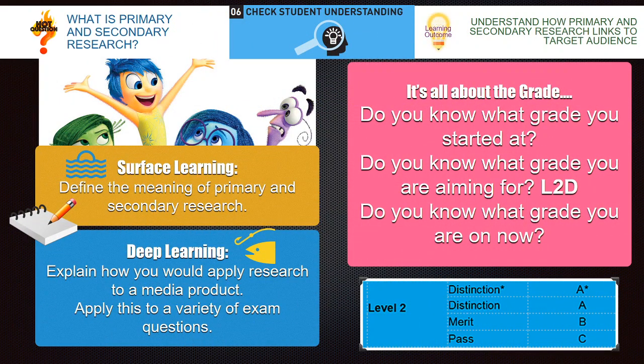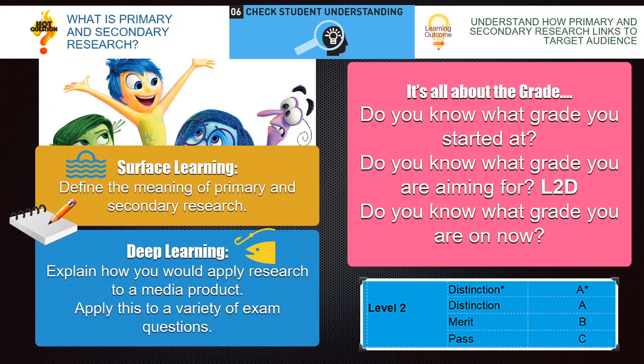Okay. So our surface learning objective for this lesson is to be able to define the meaning of primary and secondary research. Okay, our deep learning objective for this lesson is to explain how you would apply research to a media product and apply this to a variety of exam questions. Okay, it's all about the grade.